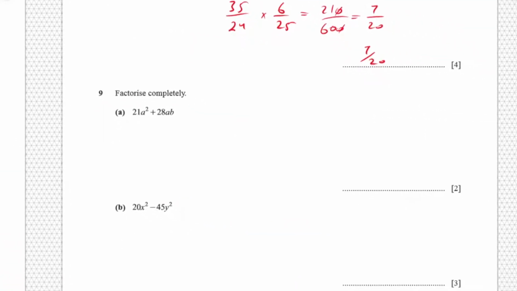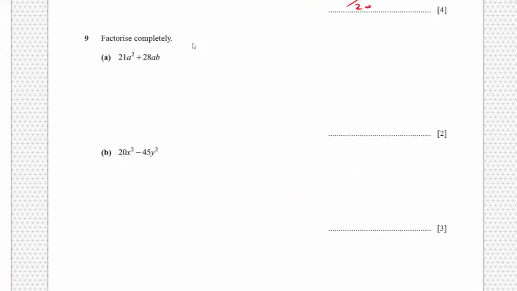Next, factorize completely. Take the common ones out. In these two numbers, the common one is 7. In the variables, the common one in both of them is a. Took that out. Now 7 times what gives you 21? 7 times 3 gives you 21.